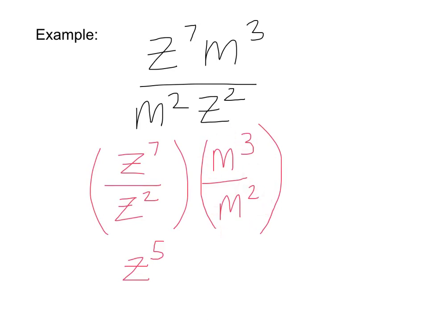We know that since our bases are the same, and we are dividing these two exponents, we can do 3 minus 2. 3 minus 2 is 1. So now my new exponent is 1. Now just like last time, remember we're not in simplest terms if we have an exponent of 1. So we now have z to the 5th times m. And that's it.